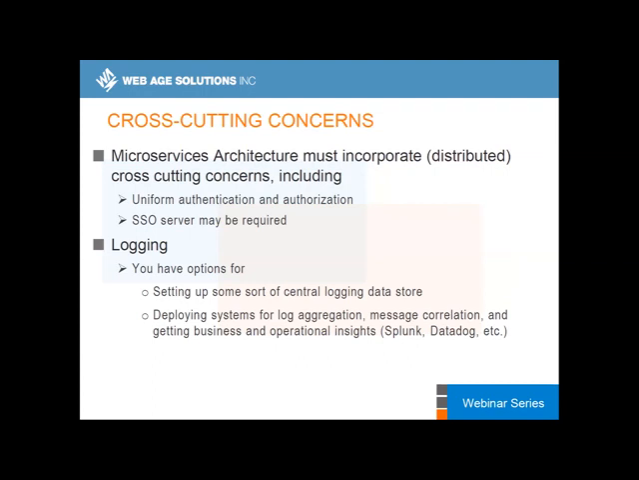You would need some sort of single sign-on server, a kind of categorized environment. Logging is very important because you need a way to stitch together and trace all the messages that flow through your system. For that, you would need something similar to Splunk or Datadog. You would need a message correlation ID so that when you make a call, there is some meta information associated with the call.